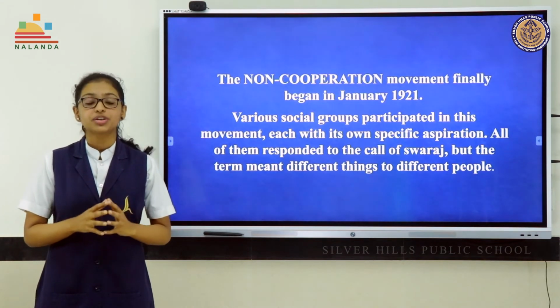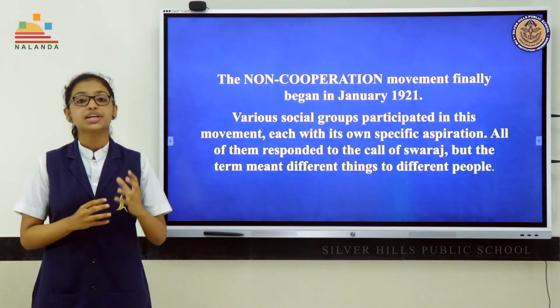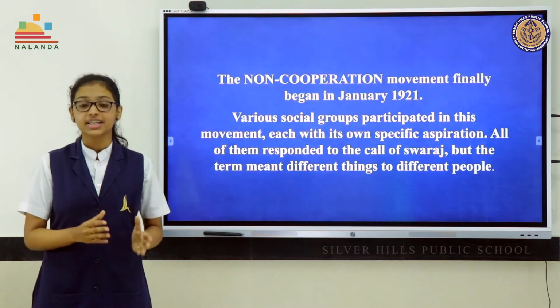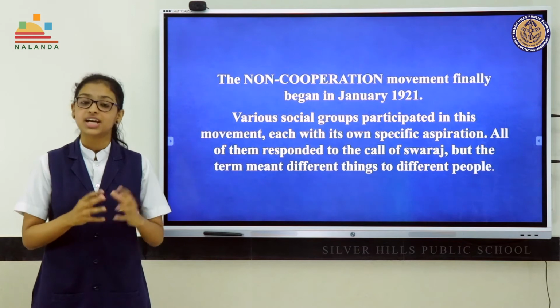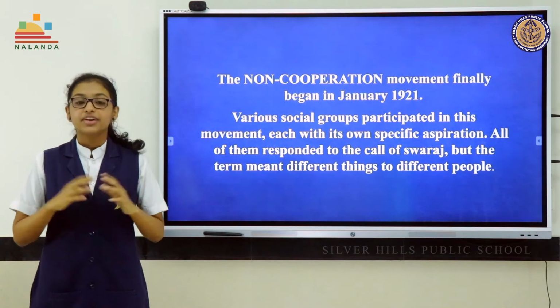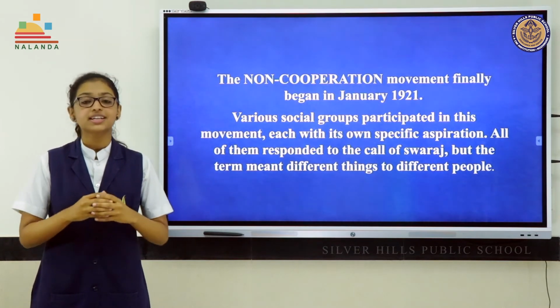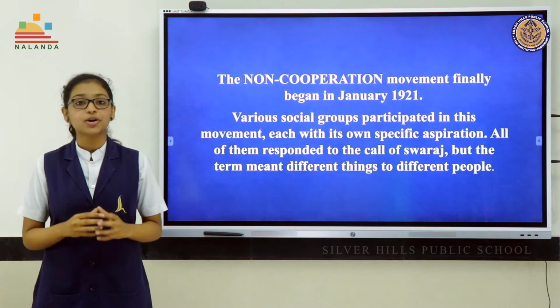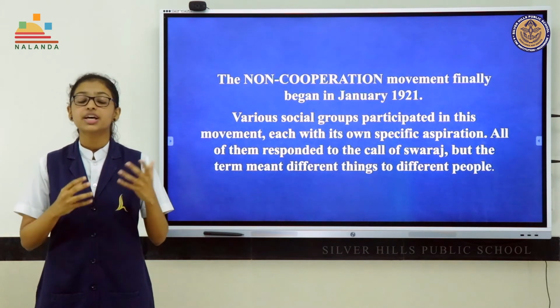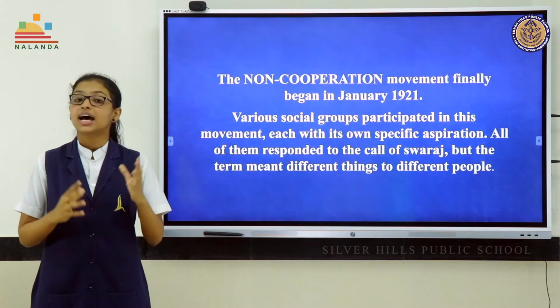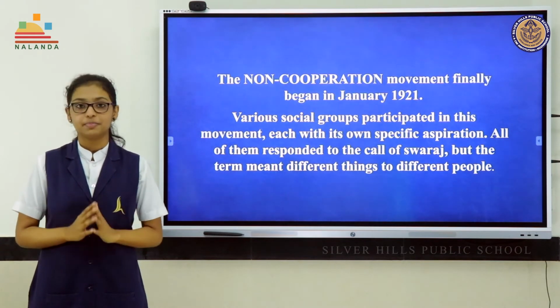A point to be noted here is the movement was adopted in December 1920, but the movement finally began in January 1921. Various groups of people had participated in the movement, and each of them responded to the call of Swaraj, each with their own demands and aspirations, and the term meant different things to different people.